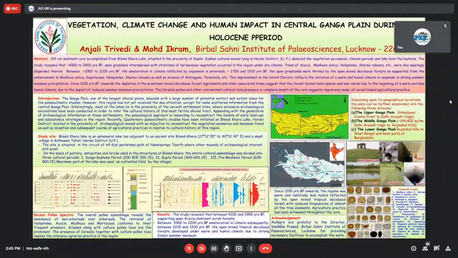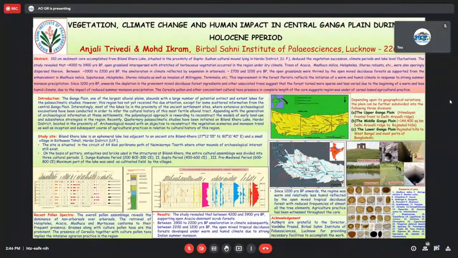The Ganga Plain is geographically divided into three parts: the Upper Ganga Plain, Middle Ganga Plain and Lower Ganga Plain. Upper Ganga Plain is from the Himalayan frontal ridge to the Delhi Aravalli Ridge, the Middle Ganga Plain from the Delhi Aravalli Ridge to Rajmahal Hill, and the Lower Ganga Plain from Rajmahal Hill to West Bengal and most of Bangladesh. Our study site, Bilind Kheda, lies in the Central Ganga Plain, in Hardoi district, about 77 kilometers from Lucknow.